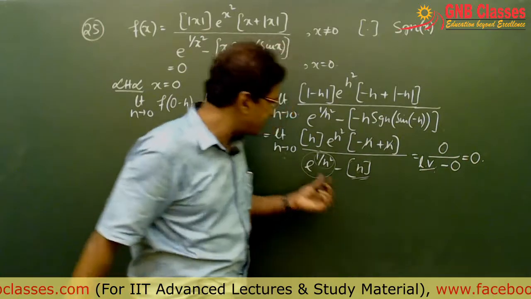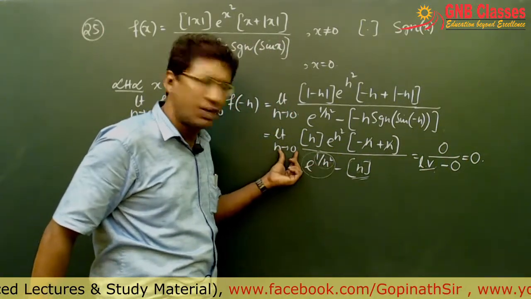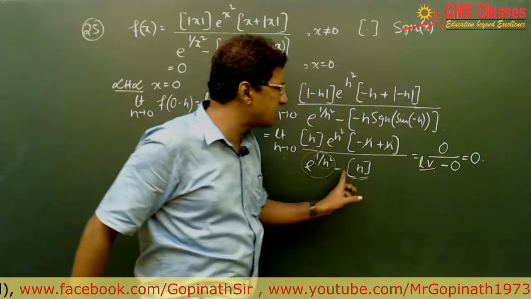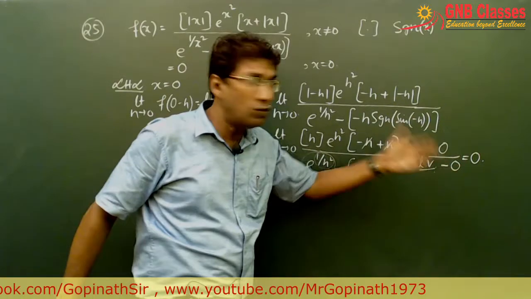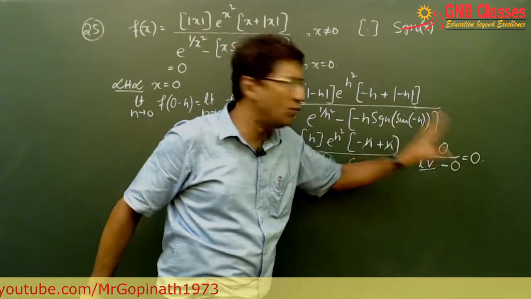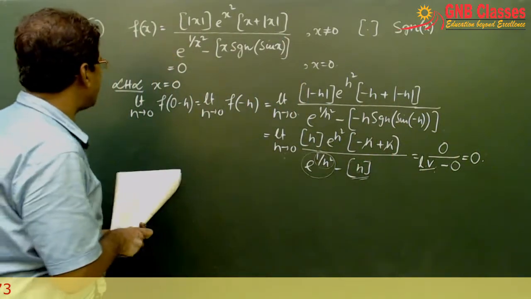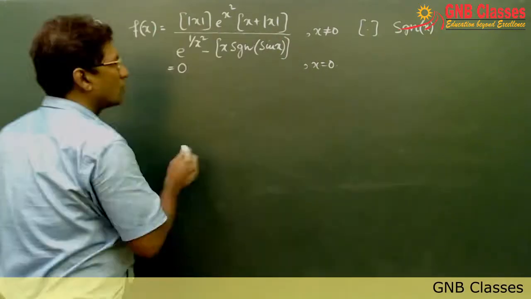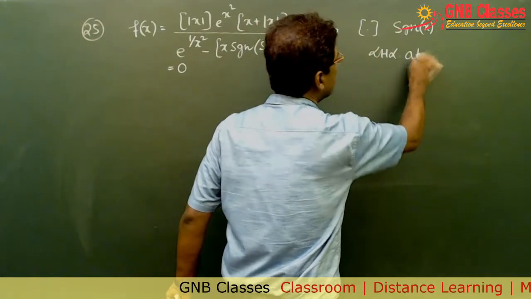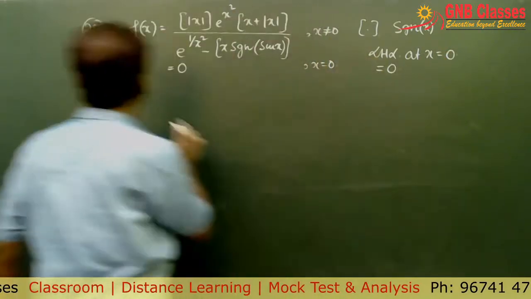Have you understood this? e to the power 1 by h squared, as h is approaching 0, is approaching a very large value. A very large value minus 0 will give you a very large value. But in the numerator we are getting 0. So ultimately you will get the value as 0. Is it clear? We got the left hand limit at x equals 0 as 0. Now let us check the right hand limit.